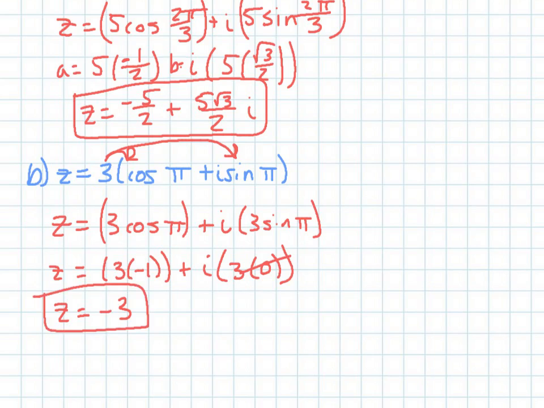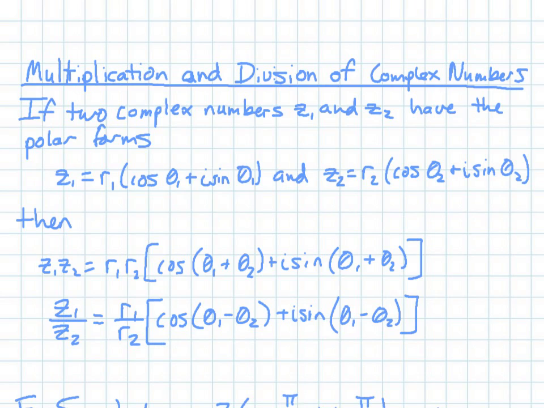Right? Now, next thing is we want to be able to multiply and divide complex numbers, but these complex numbers are going to be in polar form. So if I have two complex numbers z1 and z2 and have polar forms as z sub 1 is the following and z sub 2 is the following, then if I want to multiply them, we multiply the r's together, so the radiuses or the moduli, and then we take a cosine and we add the two arguments together, or the angles, and then we do the same thing for the sine. We add the two angles together.